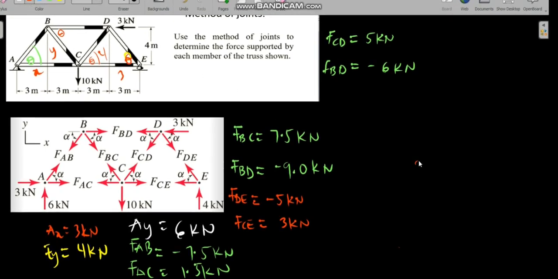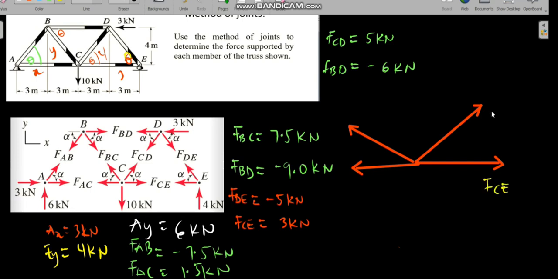So I'm going to draw joint C. Okay, so joint C, this is it. It has one component in this direction, another in this direction. They are all in tension. It also has this in this direction and one in this direction. Now let's name them. This is FCE. This is FCD. This one is FBC. And this is FAC.